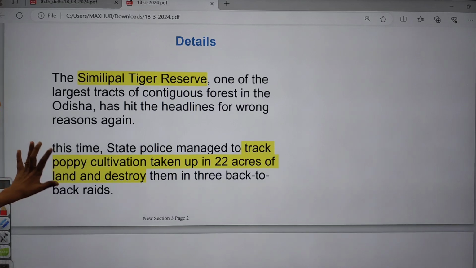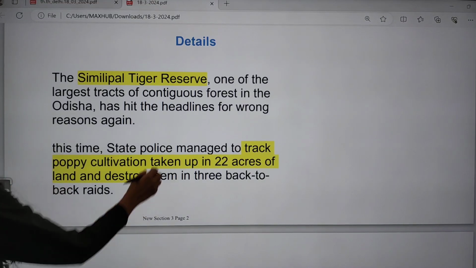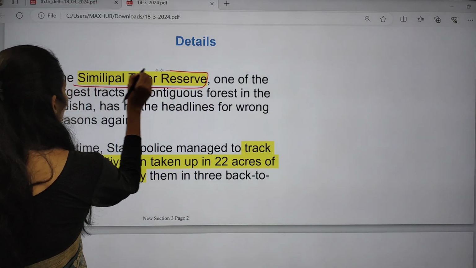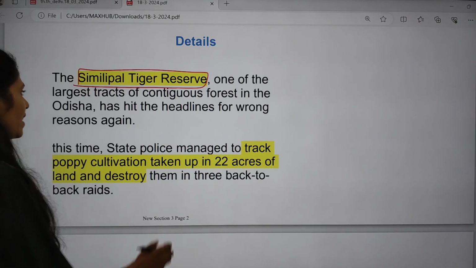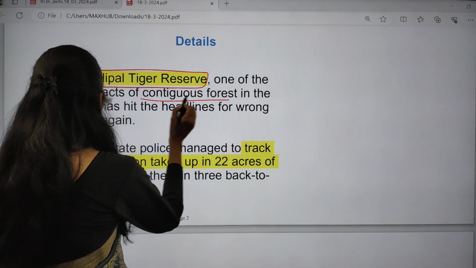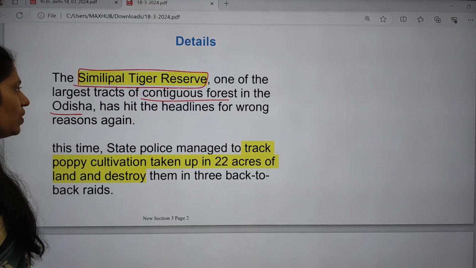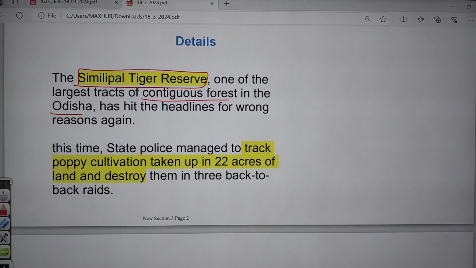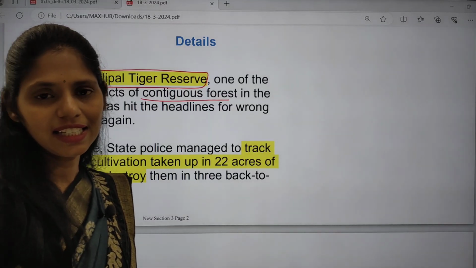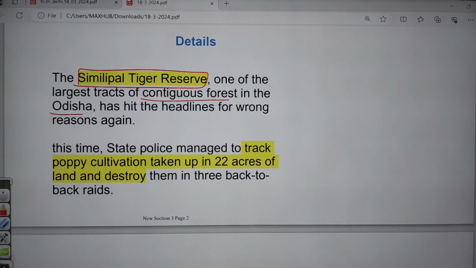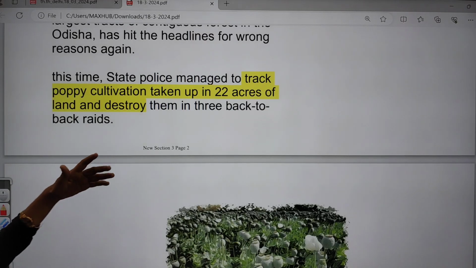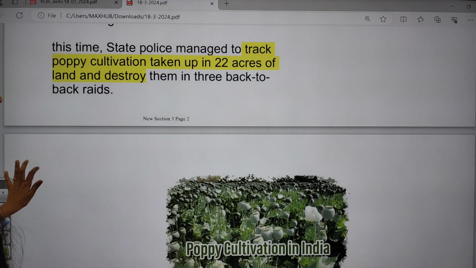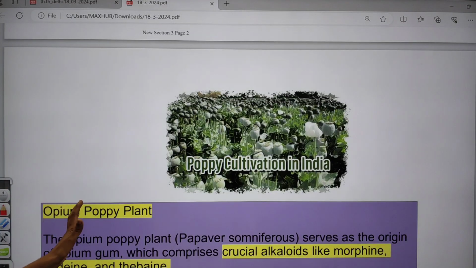So where is that location exactly? In this Simlipal Tiger Reserve. This Simlipal Tiger Reserve is one of the largest tracts of contiguous forest in Odisha, which has hit the headlines for wrong reasons again. So again it is in news because of this illegal cultivation of poppy or opium. Poppy cultivation had been taken up in around 22 acres of land, and finally it was destroyed by the raids.